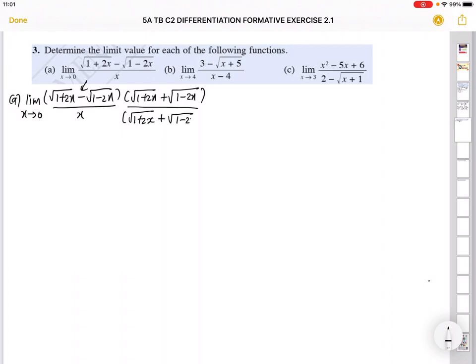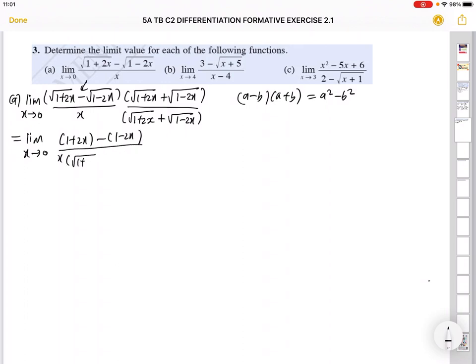Okay, so when you multiply top and bottom with this, again, we use the idea of a minus b, a plus b. When you expand, you get a squared minus b squared. Now your a here has a square root. The moment you square it, the square root disappears. You're left with 1 plus 2x and 1 minus 2x, right? As for your denominator, we do not want to do anything with it. We're just going to leave it like this, right?